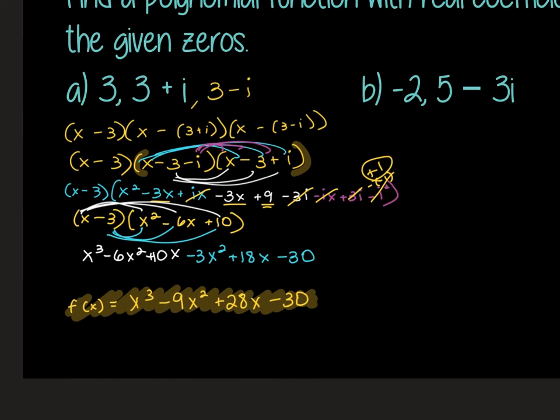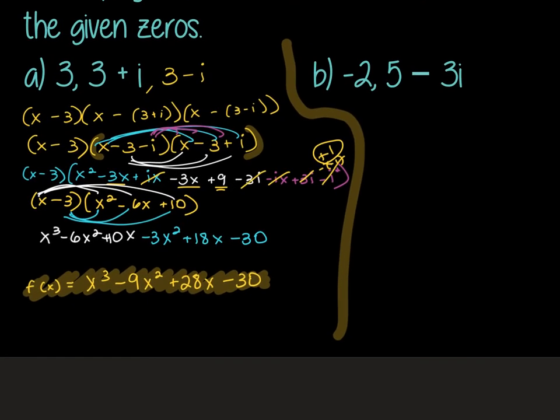So if I look at b, I've got negative 2, I've got 5 minus 3i, which means I automatically know I have 5 plus 3i. So I've got x plus 2, x minus (5 plus 3i), and x minus (5 minus 3i).